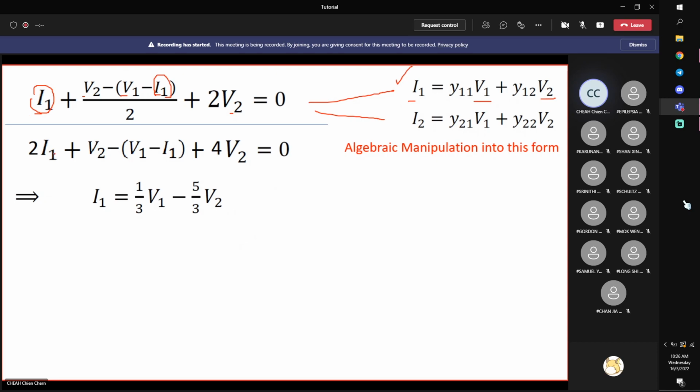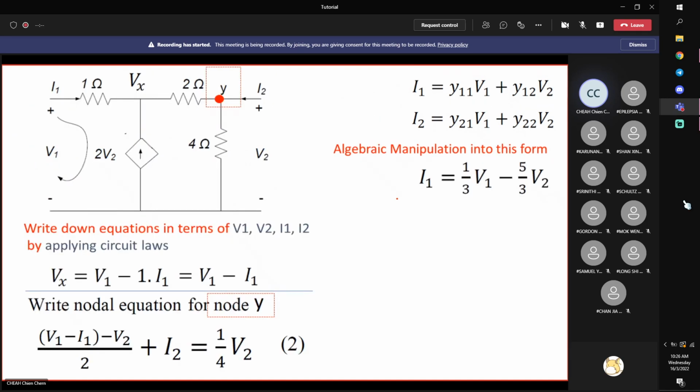So here I multiply by 2, I get the next equation. Then I group I1 together, negative, negative become positive, so I have 3. Then divide by 3, I get I1 in terms of V1 and V2, which is my first equation. So I get this first equation.